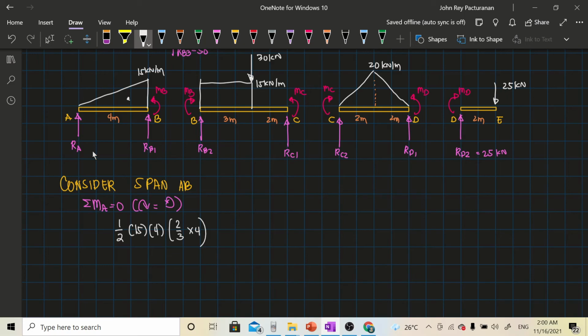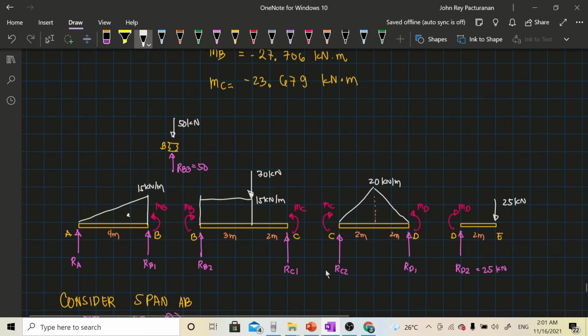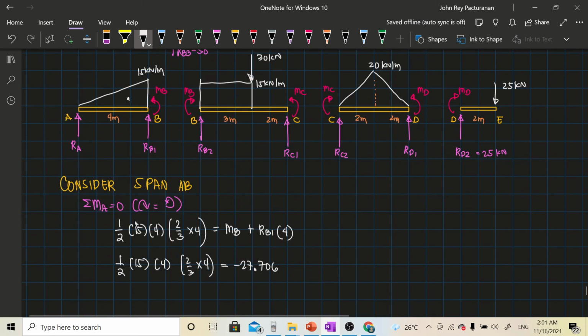Okay? Tapos, there is no other clockwise moment naman. The counterclockwise moment will be MB plus RB1 multiplied by 4 meters. So, here, let me compute ulit, no? Ang gagawin nyo, isa-substitute nyo yung value ng MB which is negative 27.706, di ba? Again, yun yung na-solve natin in the part 1, no? Negative 27.706 plus 4 RB1. I will let you solve this one.